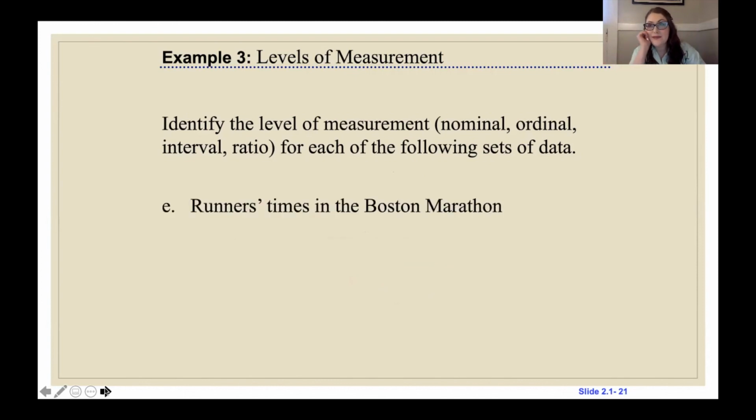Runners' times in the Boston Marathon. That starts with 0, right? Time 0. So it's quantitative. And even though it's time, see, this is a tricky one. Even though it's time, and I've said time doesn't have a starting 0 point, if we're timing how long it takes to bake a cake or run a 5K or run the Boston Marathon, which is way more than a 5K, that's going to be ratio because there's a 0 starting point. Good for us to know. See, we didn't get tricked. We didn't get tricked by the time.